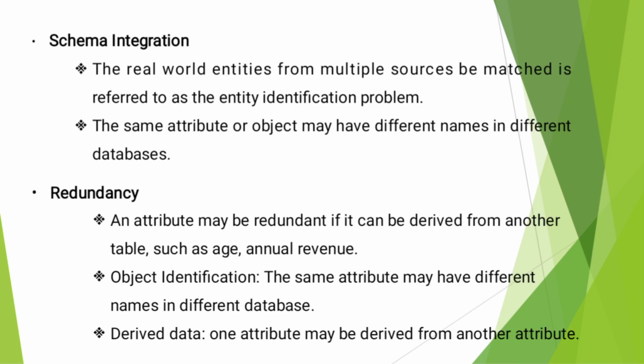Schema integration. Matching real world entities from multiple sources is referred to as the entity identification problem. The same attribute or object may have different names in different databases. Redundancy. An attribute may be redundant if it can be derived from another table, such as age, annual revenue. Object identification. The same attribute may have different names in different databases. Derived data. One attribute may be derived from another attribute.